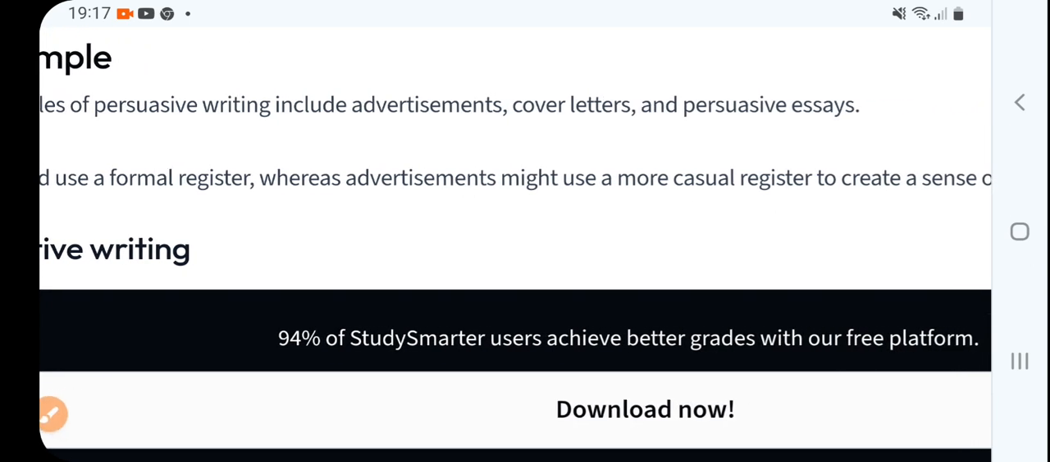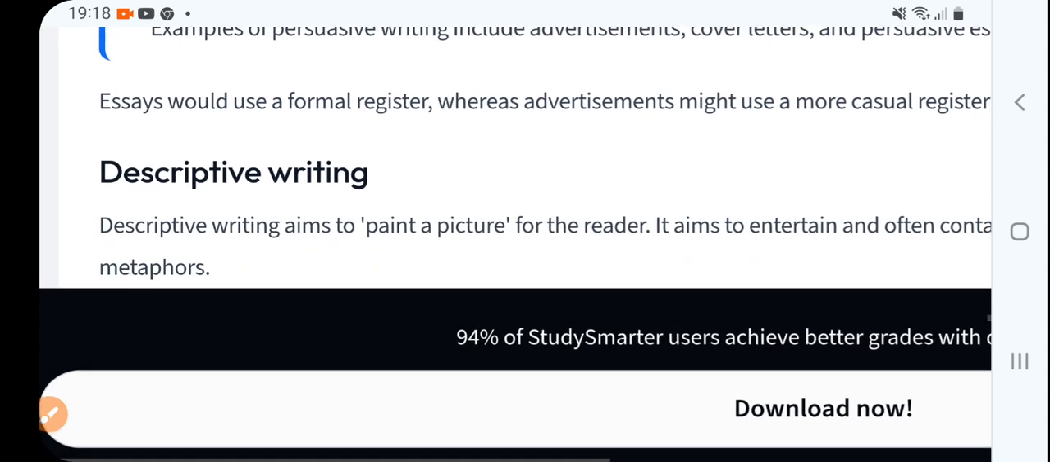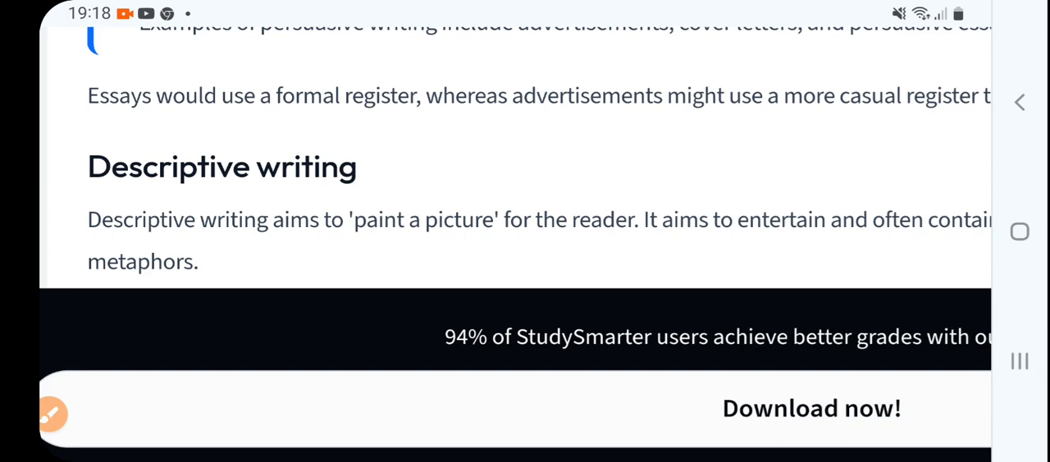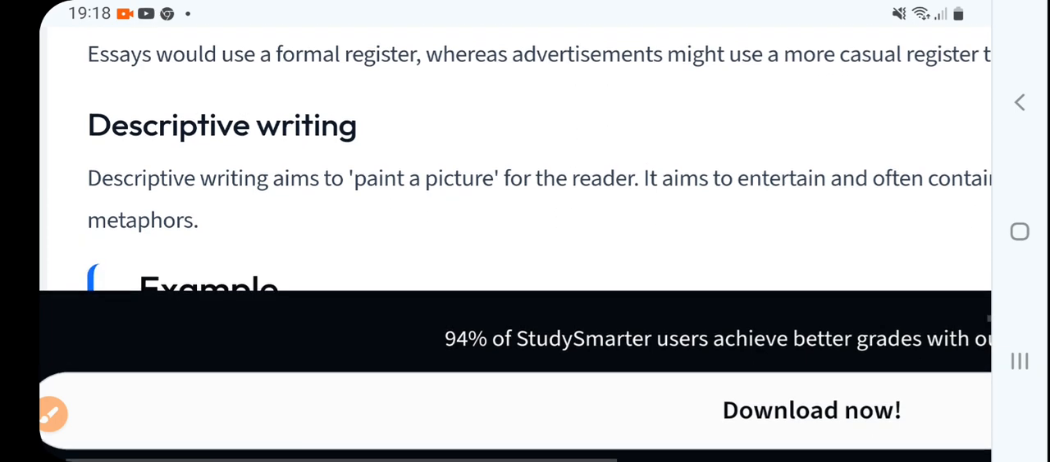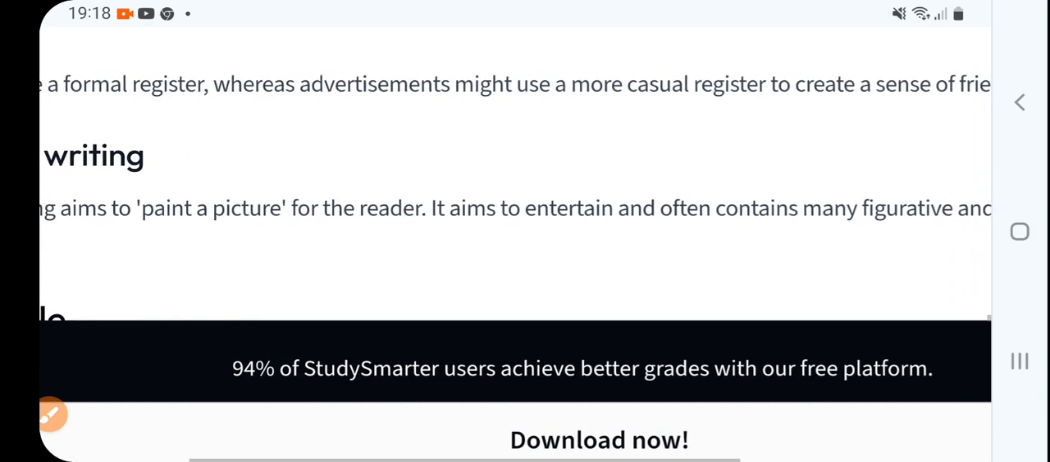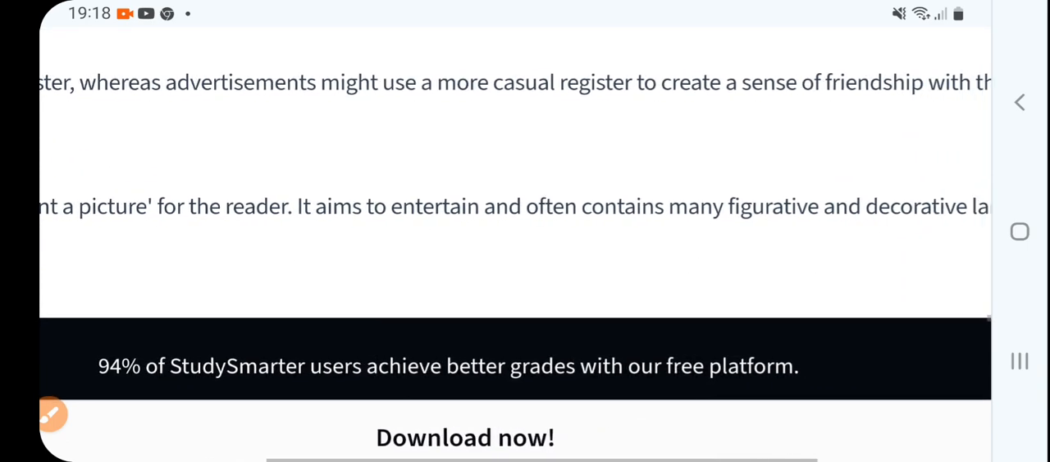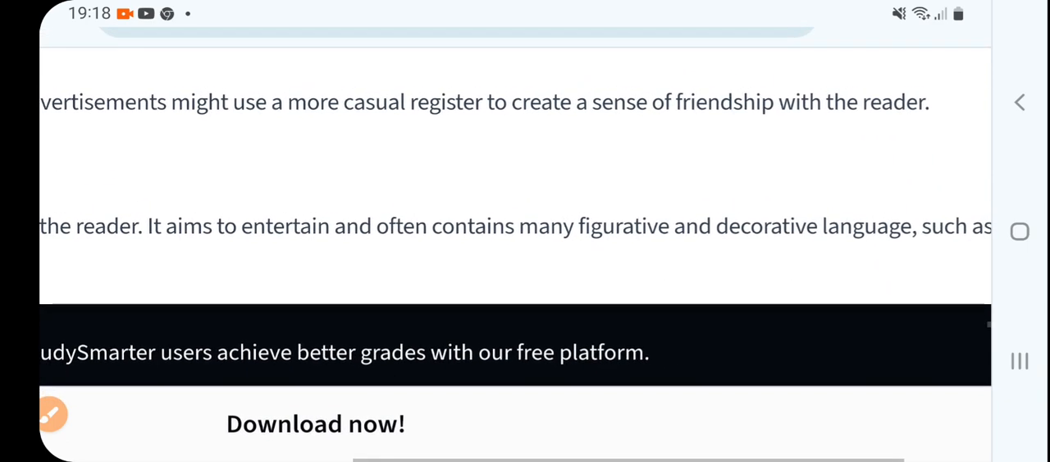A cover letter or job letter, where I am requesting that if I am given the opportunity, I will leave no stone unturned, is a letter where I am persuasive, trying to convince the person. That is called a persuasive essay. Essays would use a formal register, whereas advertisements might use a more casual register to create a sense of friendship with the reader.